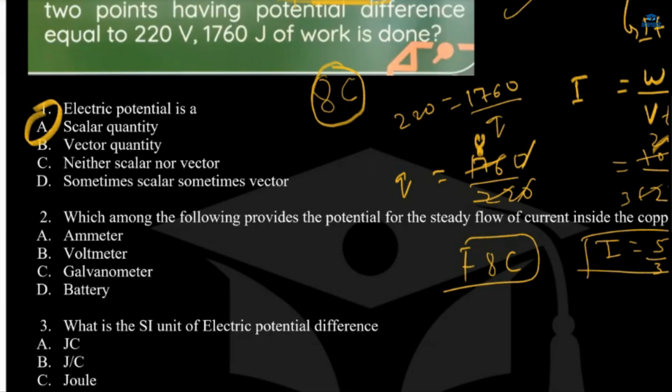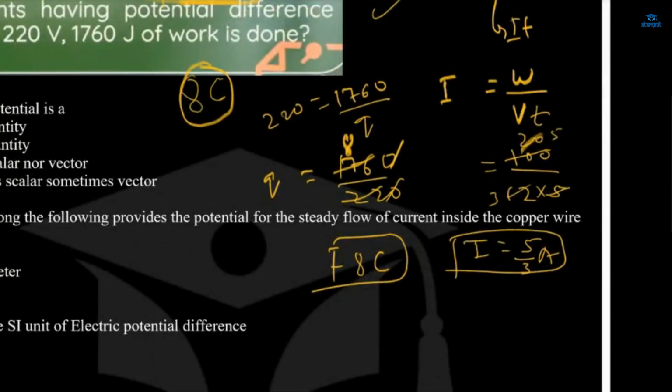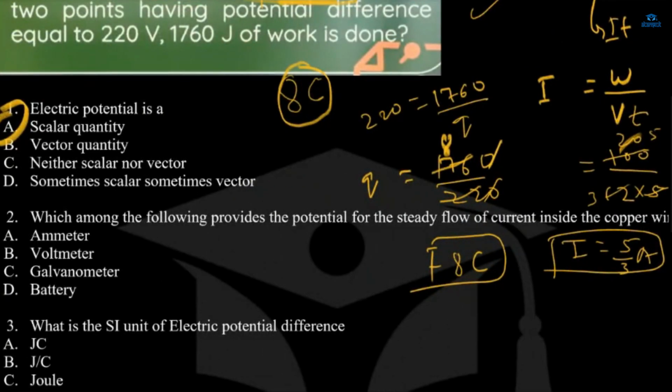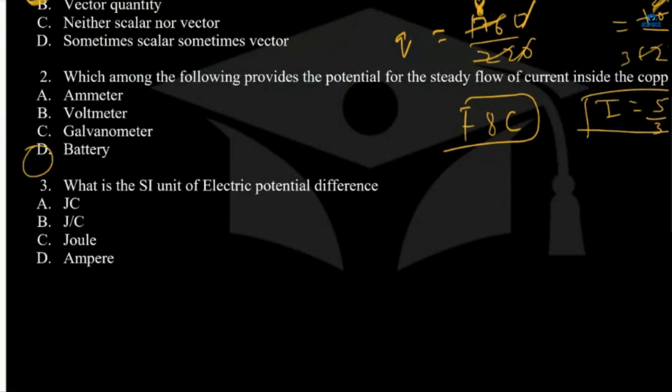Which among the following provides the potential for the steady flow of current inside the copper wire? What provides the potential for the steady flow of current? Battery. Exactly, battery.